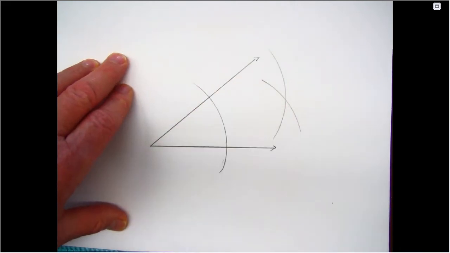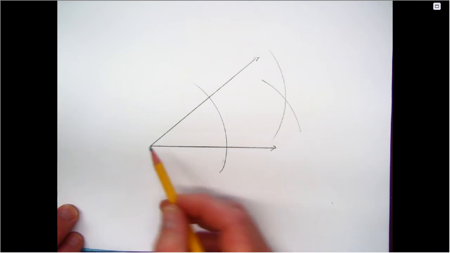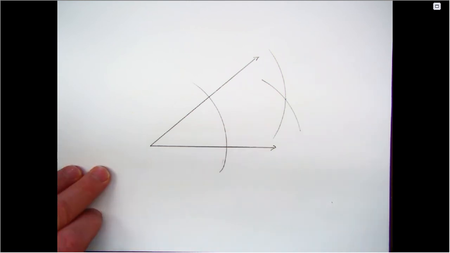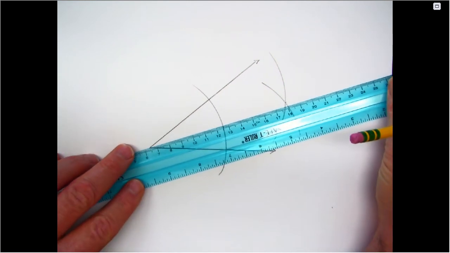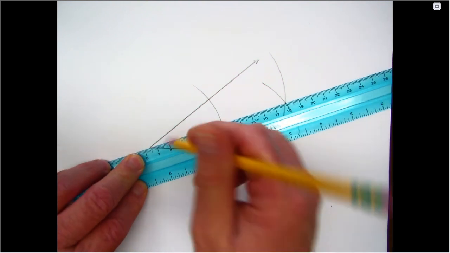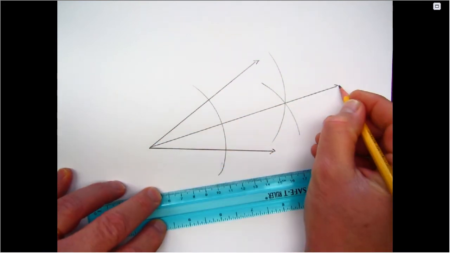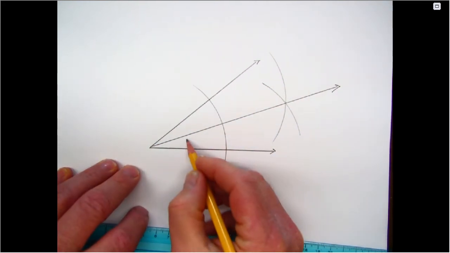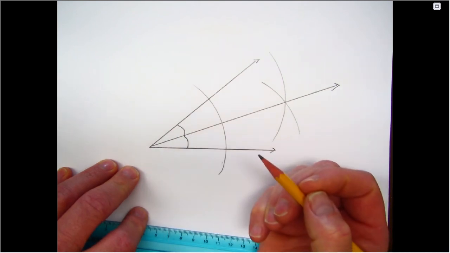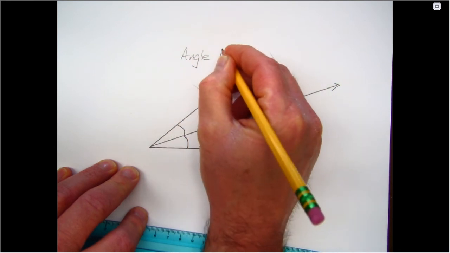Okay? Now, from the vertex of this angle to where the 2 arcs intersect, right there at that point, I'm going to put a ray. And so let me line that up carefully. I'm going to put a ray out here. Could line that up a little more carefully. But so now this angle here and this angle here are equal. Okay? And this is, I didn't put the name, but this is an angle bisector.